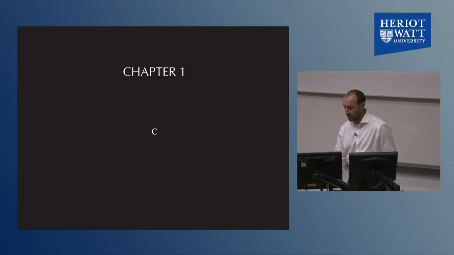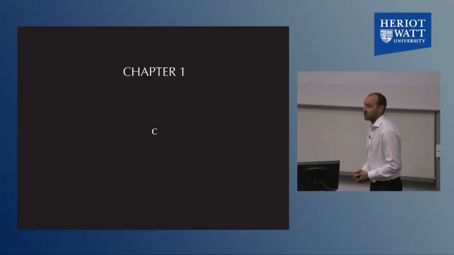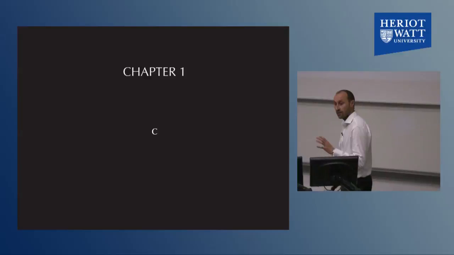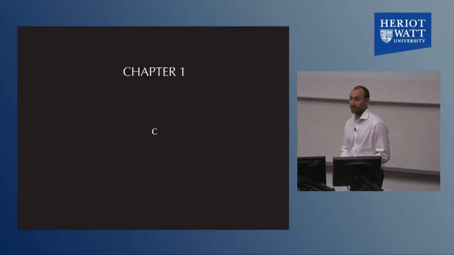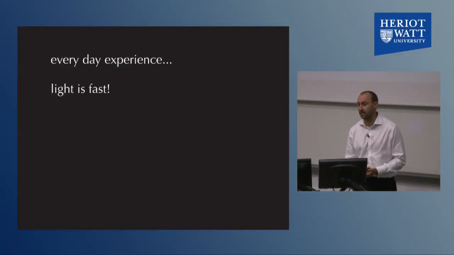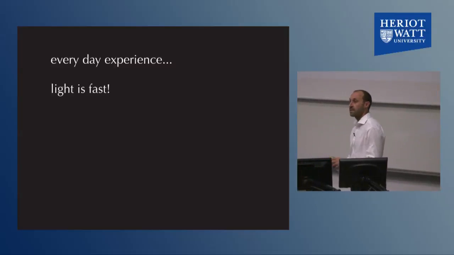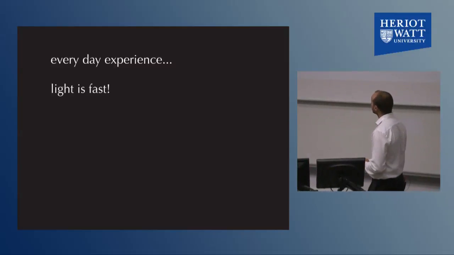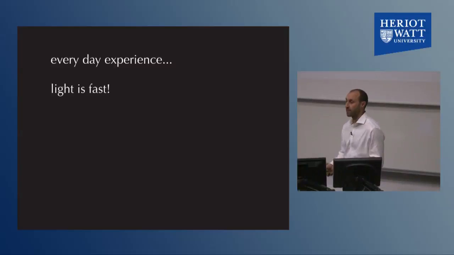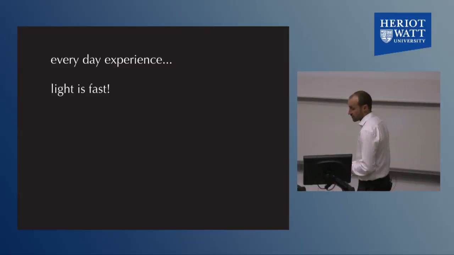So let me start from the first chapter, C. C is the letter with which physicists denote the speed of light. And our everyday experience is that light is fast, really fast. When you flip the switch to turn the lights on, the room is immediately illuminated. It's not instantaneous, though, as often thought in the past. It does have a finite speed. It's roughly of the order of 3×10⁸ meters per second. So it's very fast.